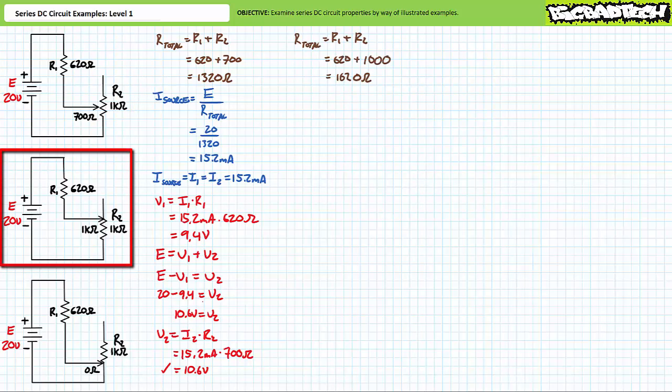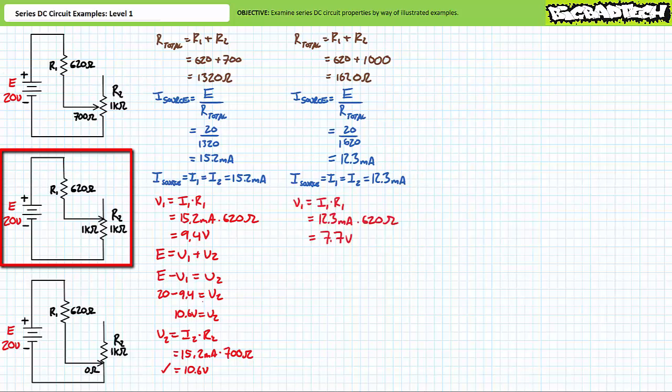We can use identical techniques to solve for properties in the second circuit. With the potentiometer set to a maximum of 1 kilo ohm, the source sees a total resistance of 1,620 ohms. Source current is equal to supply voltage divided by total resistance. Substituting our given values demonstrates that source current has dropped to 12.3 milliamperes. Current through elements in series is the same. This is the most fundamental series DC circuit property. Source current equals I1, which equals I2, and they all equal 12.3 milliamperes.